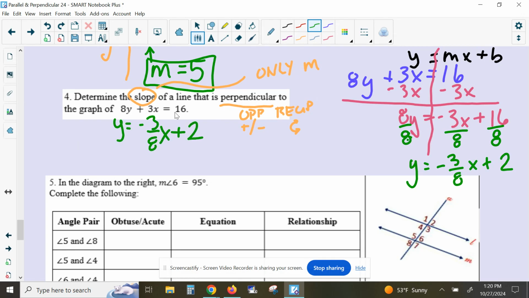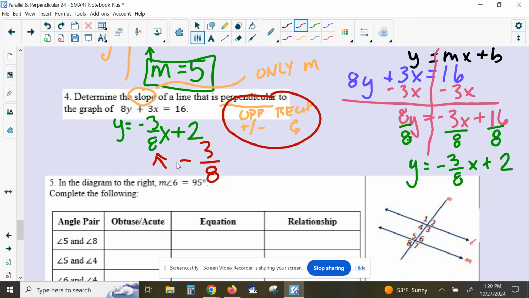But let's go back here. We want to just determine the slope of a line that's perpendicular to this. So remember that we want the opposite reciprocal slopes, right? Opposite reciprocal. So the slope of this guy is negative 3/8, right? That's the slope of this guy. We want the opposite reciprocal of this.